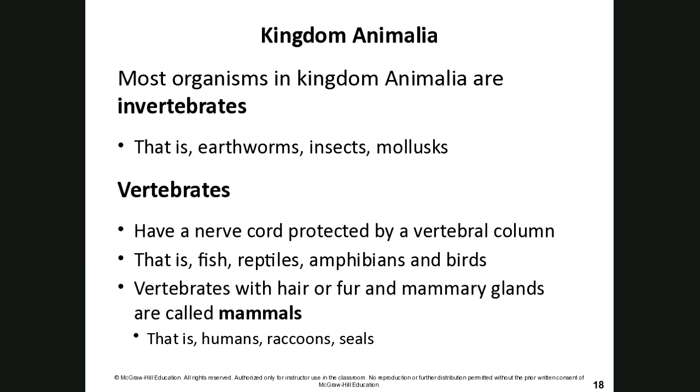As I said before, most organisms in the animal kingdom, or Animalia, are invertebrates. So worms, insects, mollusks, sponges, and all that good stuff. Vertebrates have a nerve cord that's protected by a vertebral column. Fish, amphibians, birds, pretty much anything that has a backbone would be considered a vertebrate. Vertebrates that have hair, fur, and mammary glands, such as ourselves, are considered mammals.